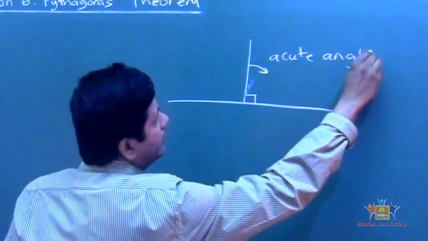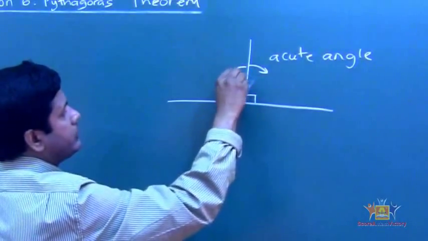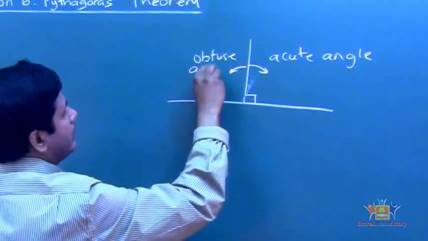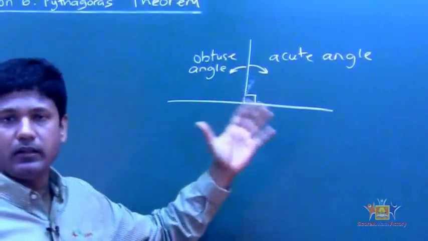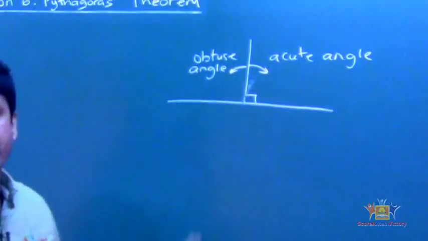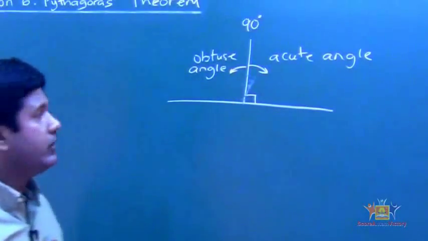Acute angle. Now, when it goes above the 90, in this direction, it's called an obtuse angle. See the difference: an acute angle is less than 90, and an obtuse angle is greater than 90. So this is the 90 degrees line, and when it goes over it, it becomes obtuse.